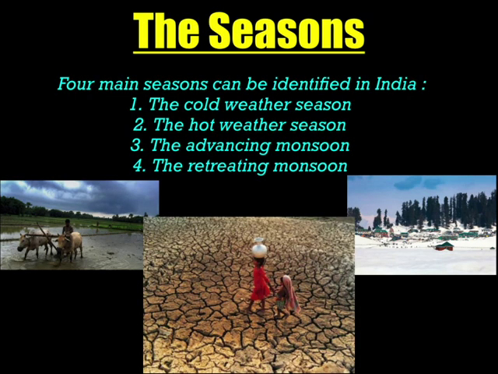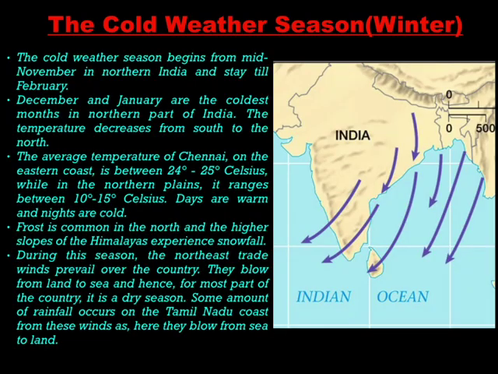So let's discuss the seasons. The first is the cold weather season, the second is the hot weather season, which means summer, the third is the advancing monsoon, and the final is the retreating monsoon. Let's see them one by one. The cold weather season or winter. The cold weather season begins from mid-November in northern India and stays till February. December and January are the coldest months in the northern part of India. The temperature decreases from south to north.